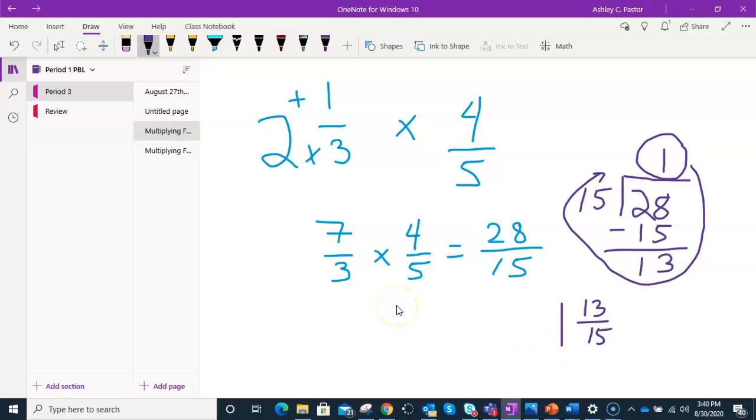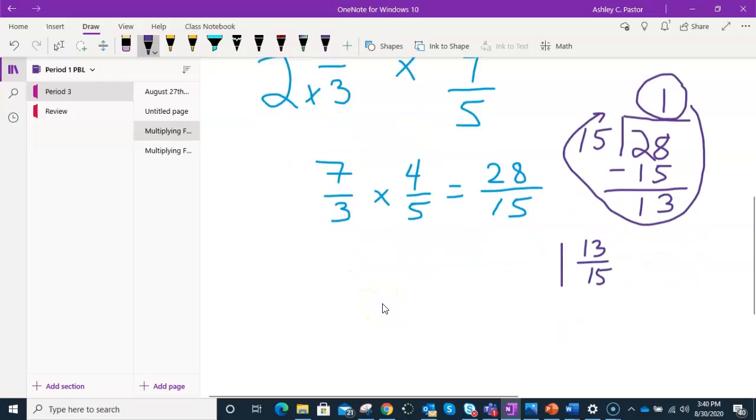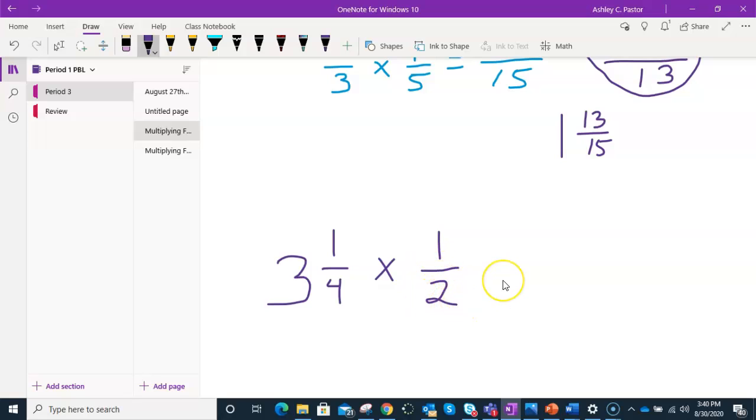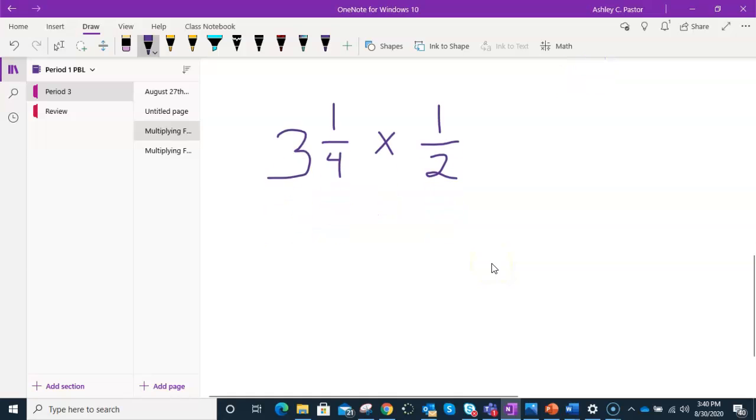Okay? All right. The one that I want you to use so that you can practice, and the video will stop, will be 3 1/4 times 1/2. I want you to solve this one.